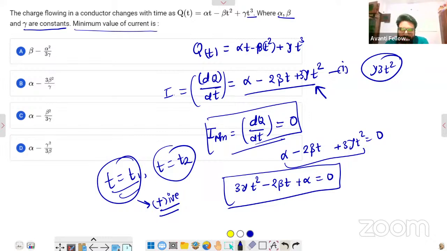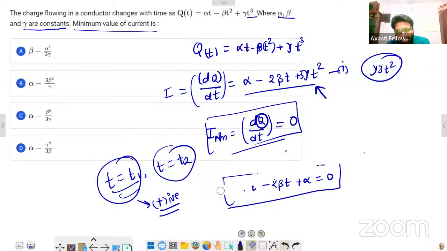What did we do? We calculated dq by dt. To calculate the minimum value of current, we put this dq by dt as 0. So sorry, just a second. dq by dt gives you the current, not the minimum value of charge. It's a little mistake here. That is why I'm saying a quadratic equation is formed.